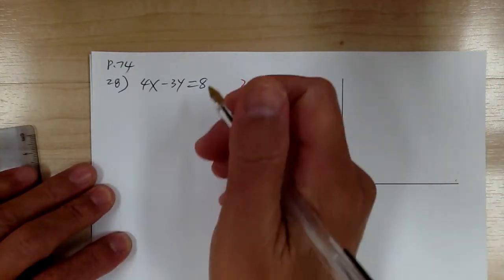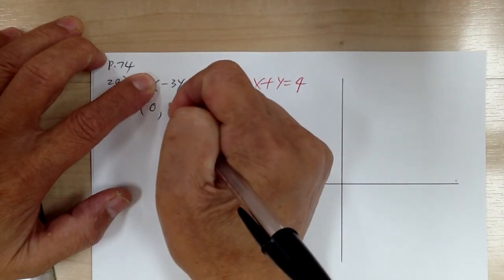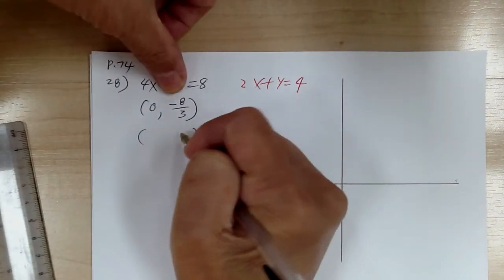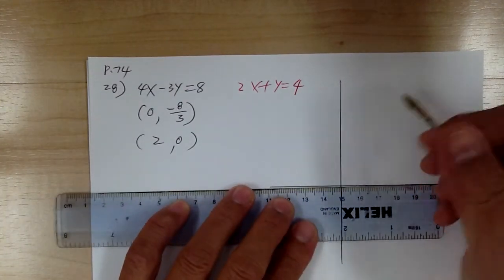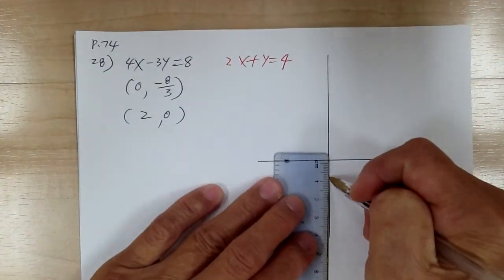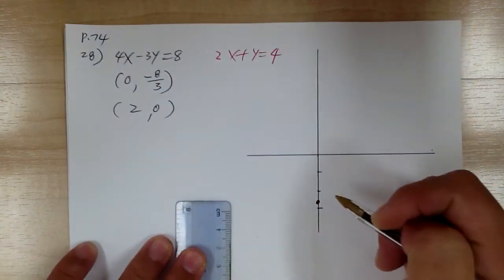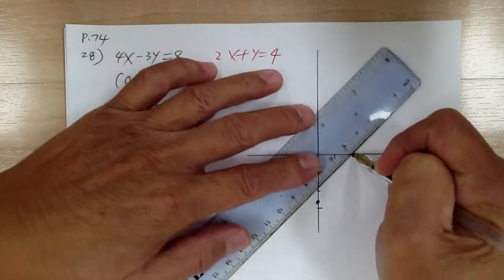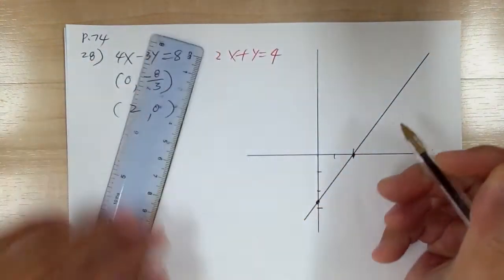Now to sketch, you need to get a point. So if you let x equal 0, then y will equal negative 8 over 3. And if you let y equal 0, then x will equal 2. Okay. So let's go and graph this one. So (0, negative 8 over 3), that's about negative 2.67, so it's right over here. And then (2, 0), that's right over here. Okay, so you get this black line right over here.